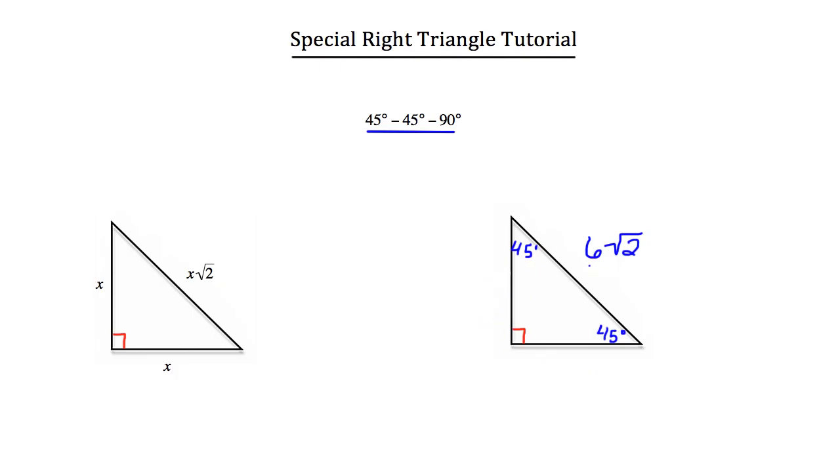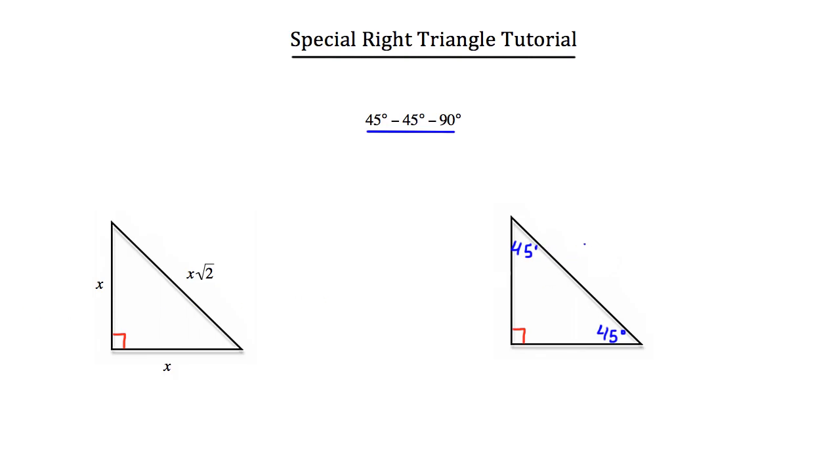Well, since you know that the hypotenuse is just the length of the legs multiplied by root 2, the length of the leg must just be 6. If you were to plug these values into the Pythagorean theorem, you'd see that this is all true. If two legs of a right triangle were 6 each, then the hypotenuse would have a value of 6 root 2. Now let's try one that's a little bit odd.